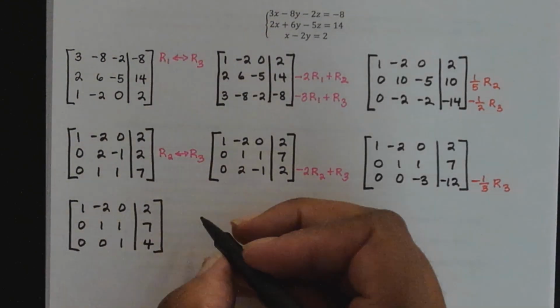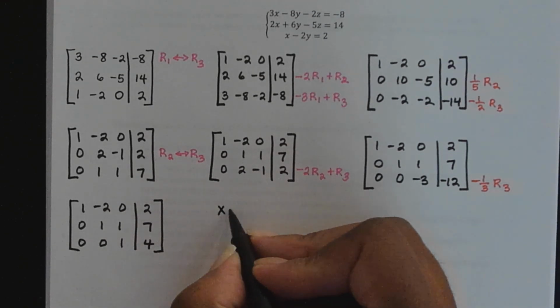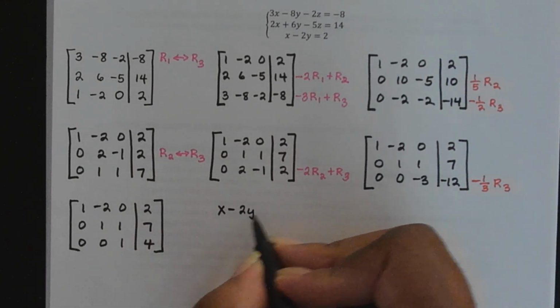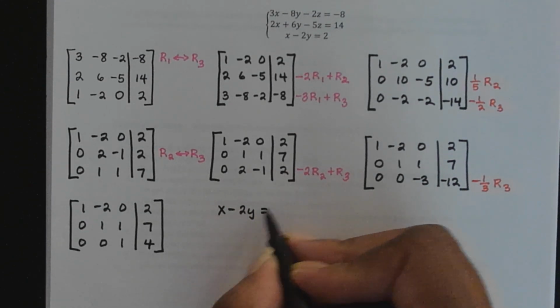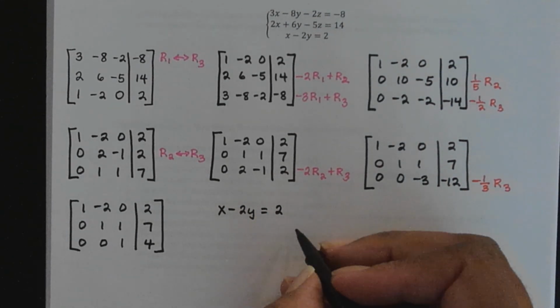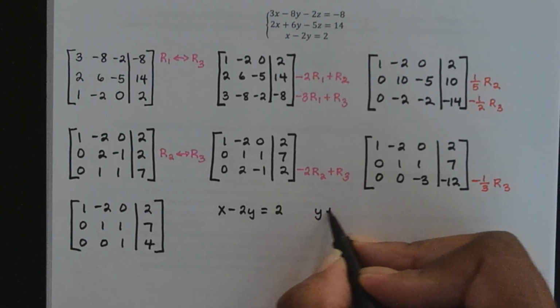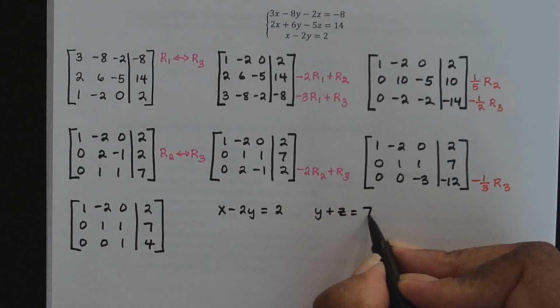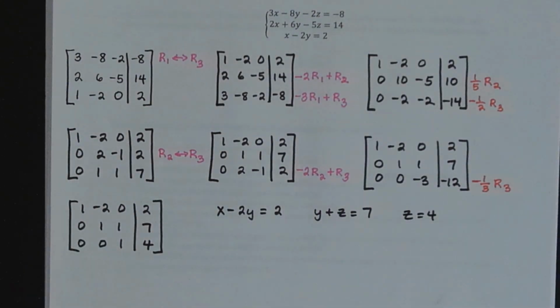Okay, so now let me rewrite my equations. That first row is going to be x minus 2y plus 0z, which we don't need to write, so it'll be x minus 2y is equal to 2. Here's the second equation, y plus z equals 7. Then the last equation, z is equal to 4, because that last row tells you what z is. And here z is equal to 4. So now we can do the back substitution.